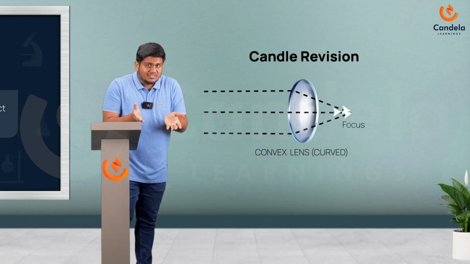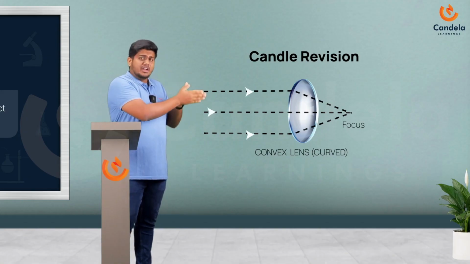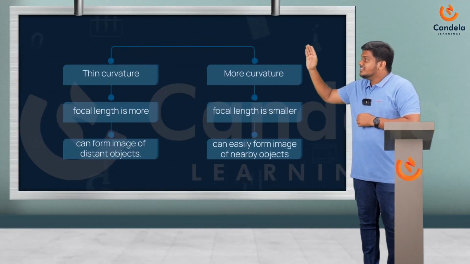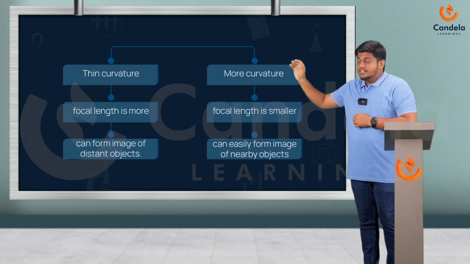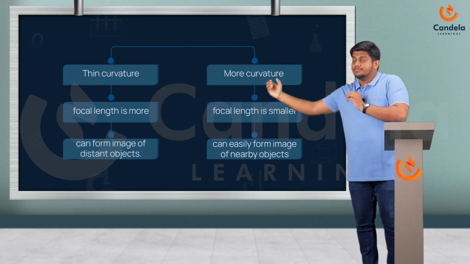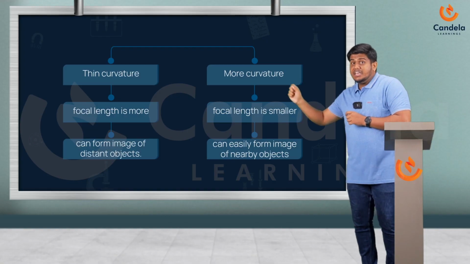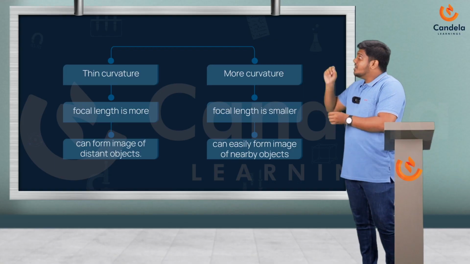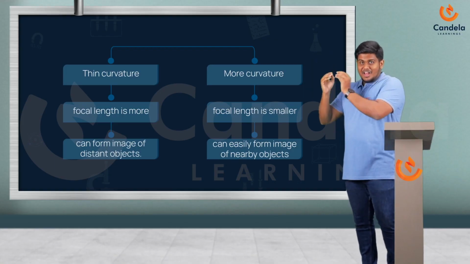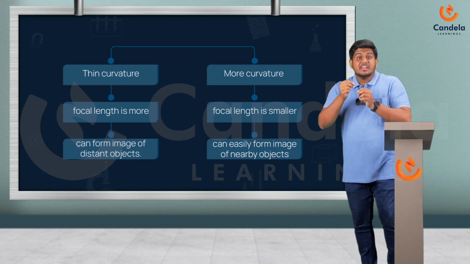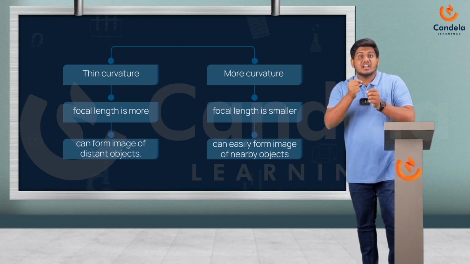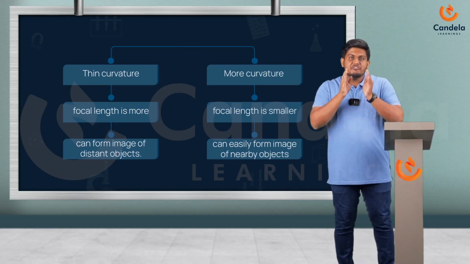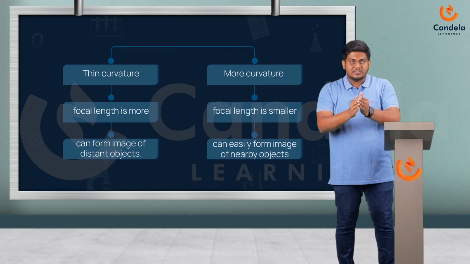But what is the significance of this? Why do we discuss this here? Something that you already learned in the last chapter. Let's see. If it is a thin lens, then the focal length increases. And here comes the most important point: images of distant objects are formed easily. And when your lens is thicker, the focal length decreases and images of nearby objects are formed very easily. Armed with this knowledge, we are ready to deep dive into our topics.